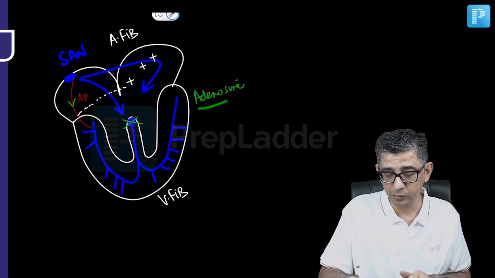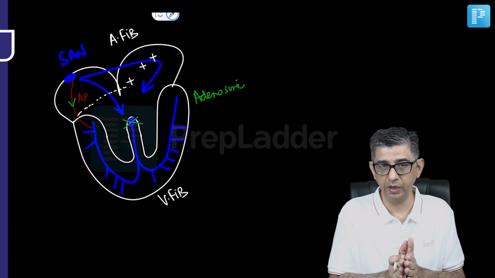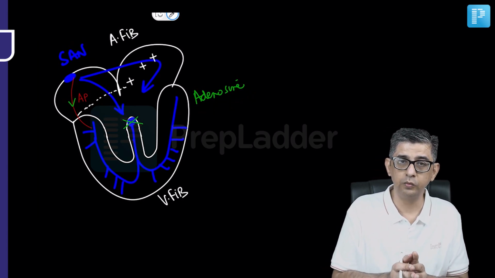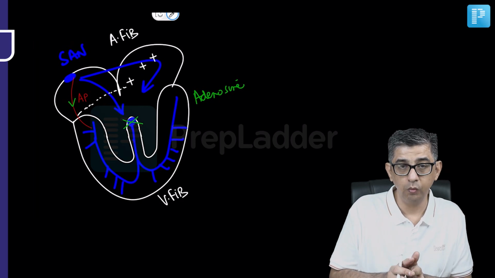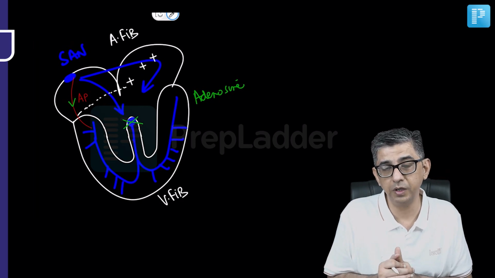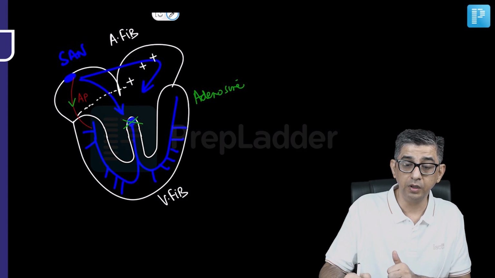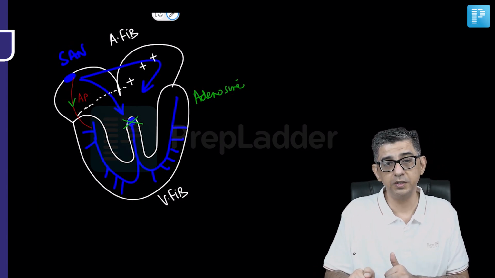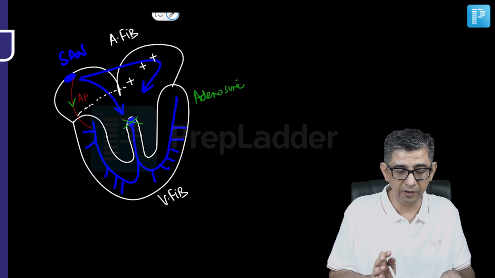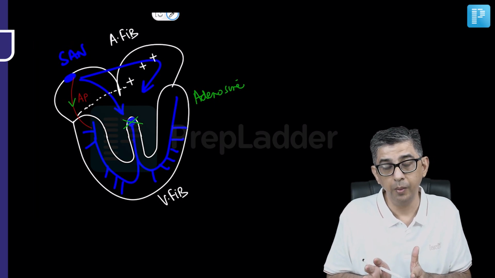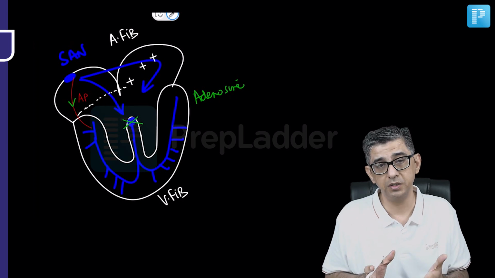So when you read the textbook, this is what Harrison says. He says adenosine per se can worsen a patient of atrial fibrillation. What he means by worsening a patient of atrial fibrillation is that it can convert atrial fibrillation into ventricular fibrillation, provided the person has an AP, that is an accessory pathway. If the person is not having an accessory pathway, then this won't happen. But then I'm trying to give you justification.